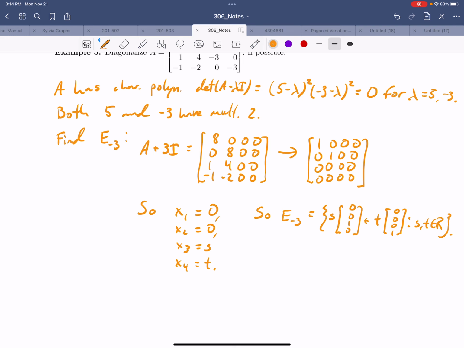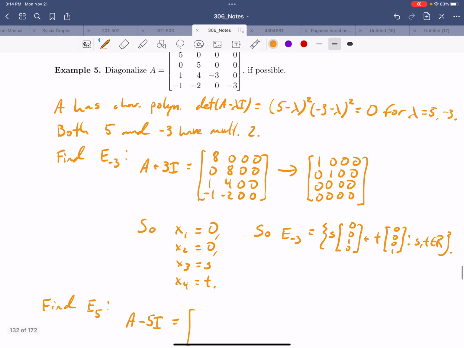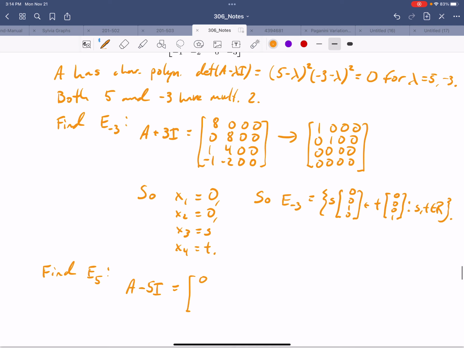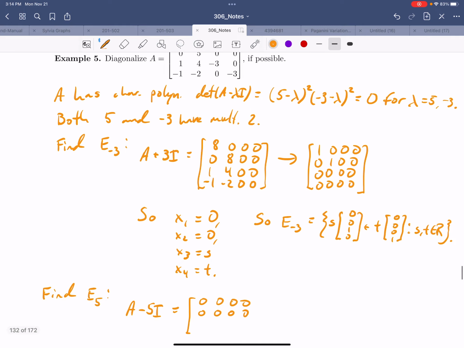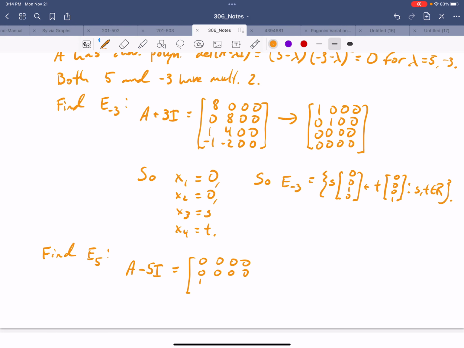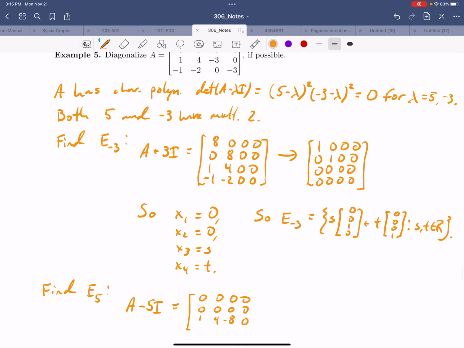Now, the same sort of thing for the eigenspace of 5. So we're going to find the eigenspace for 5. A minus 5I is going to equal, so it looks like we're going to have zeros for those top 2 rows. That'll be kind of nice. And then we're going to have 1 for negative 8, 0. Because we're subtracting 5, and then it looks like negative 1, negative 2, 0, negative 8.